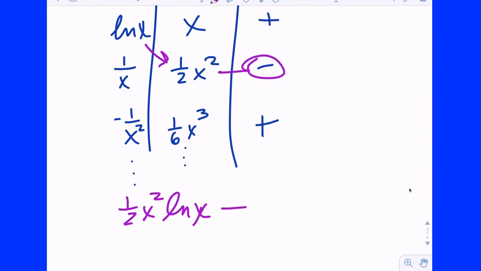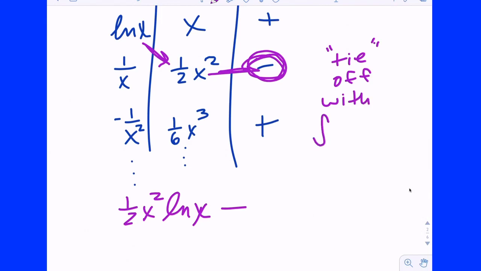Now here's the deal. If you kept taking diagonal products, guess what's going to happen? Are you ever going to stop? You're never going to stop. So once you do your first diagonal product, you can do what I call tie off the process. How do you tie off the process? Once you pick up the sign of the next term, after you finish that first diagonal product, you tie off with an integral of your horizontal product.